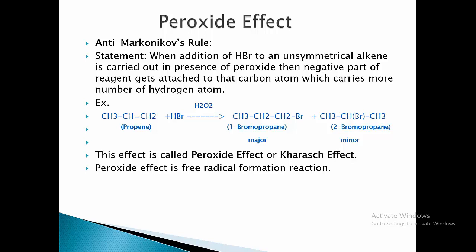For example, CH3CH=CH2, that is propene, when it is treated with HBr in presence of hydrogen peroxide, that is H2O2, gives CH3CH2CH2Br, that is 1-bromopropane as the major product, and CH3CHBrCH3, that is 2-bromopropane as the minor product. This effect is also called the peroxide effect or Kharasch effect. The peroxide effect is a free radical reaction.